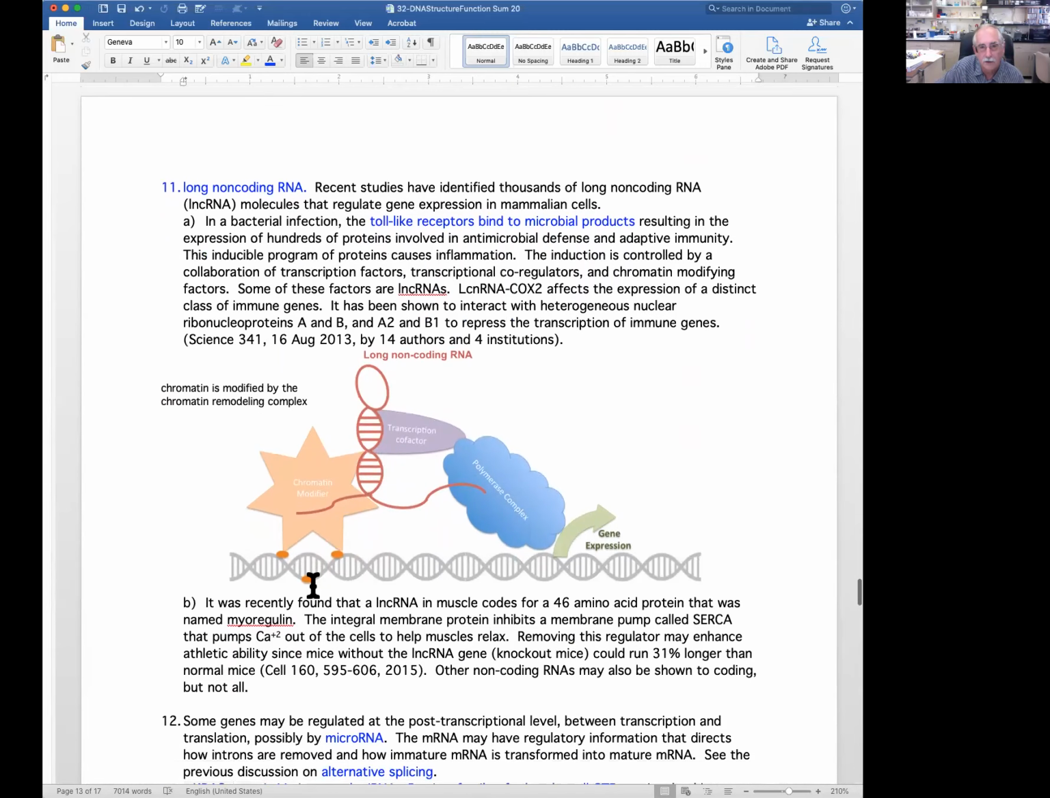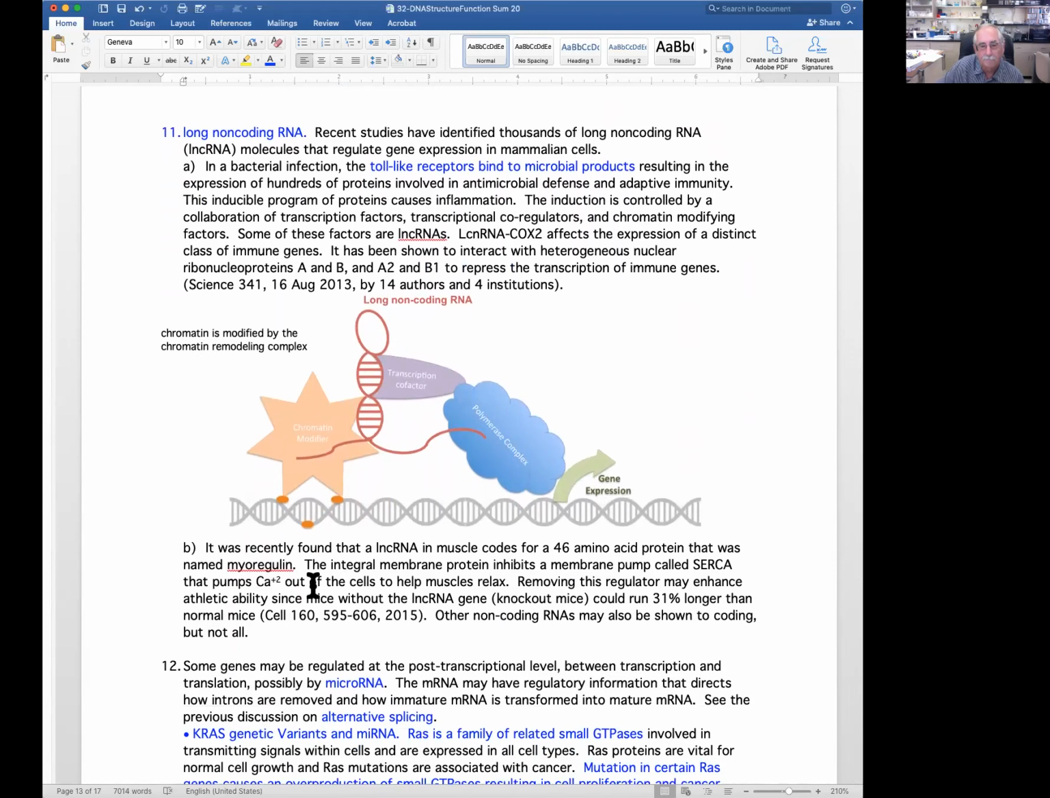And then we have long non-coding RNA. So look at this. Here's the gene expression over here. Here's the polymerase complex. Here's a chromatin modifier. In other words, it's modifying the shape of the chromosome in that area. Here's a transcription factor, and here's long non-coding RNA that seems to be like, what the heck? It holds this complex together. If you don't have it, then you can't open up the gene and get RNA polymerase into it.